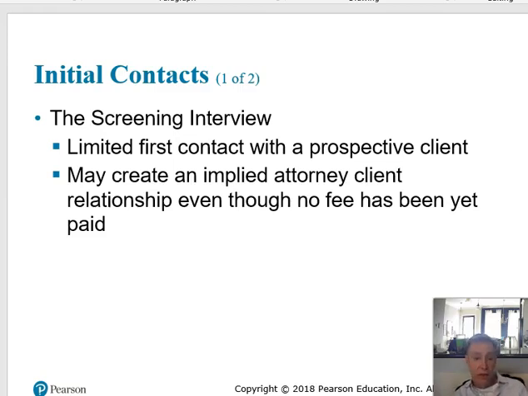Okay, the initial contact is called the screening interview. You're screening whether this is a good case for your attorney to take on. So limited first contact with a prospective client may create an implied attorney-client relationship even though no fee has yet been paid. So you have to be careful that you do not offer any legal advice, and you make it clear that you are a paralegal and you are not authorized to practice law, and your whole purpose is to gather information.